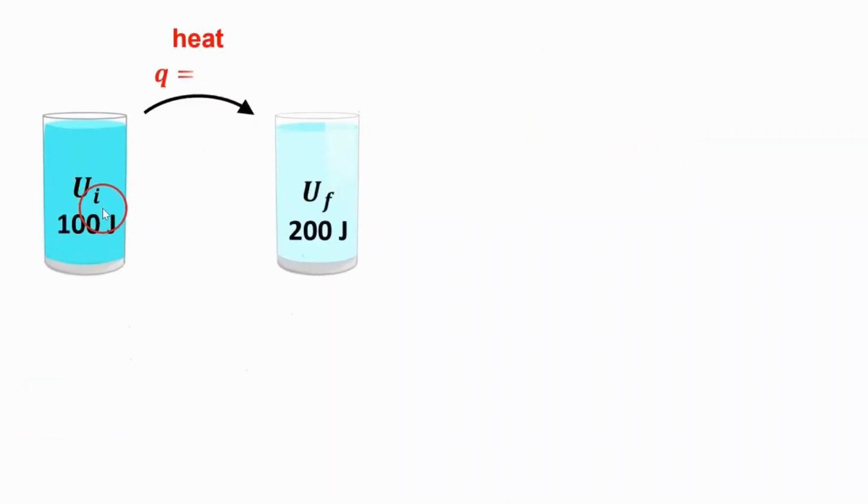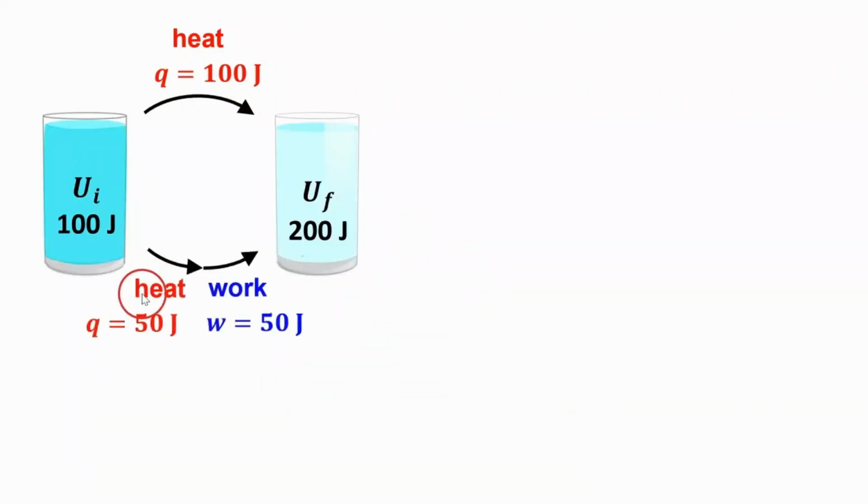So as we go from our initial to our final state, we can add 100 joules via heat, or we could add it another way. Maybe we'll add 50 joules of energy as heat and another 50 joules of energy as work. The value of heat and work depend on how we went from the initial to the final state. However, for a state function like internal energy, it doesn't matter how we got to the final state.